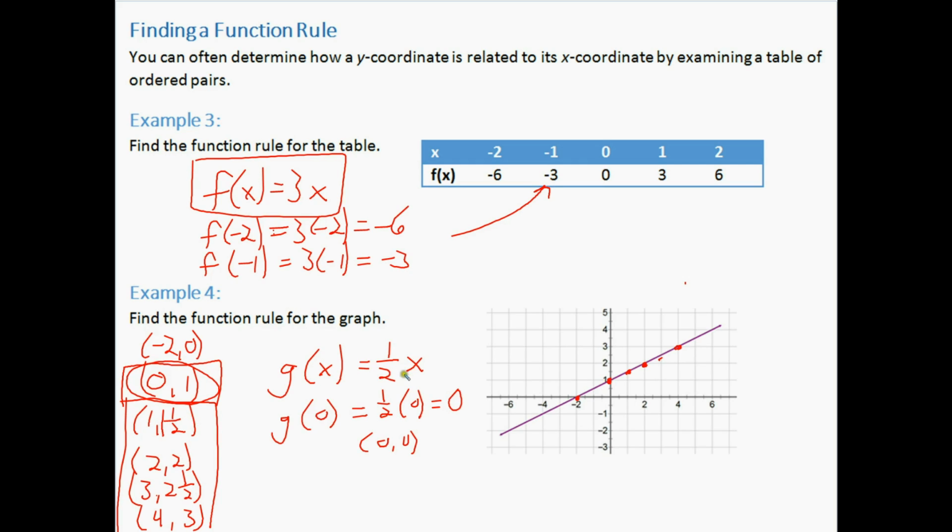So I'm pretty sure that's right. So I have the point 0, 0, but I wanted one more than that. I didn't want 0, 0, I wanted 0, 1. So what I'm going to do is change my guess here, and I'm going to put 1/2 x plus 1. And we're going to go ahead and see how that turns out.